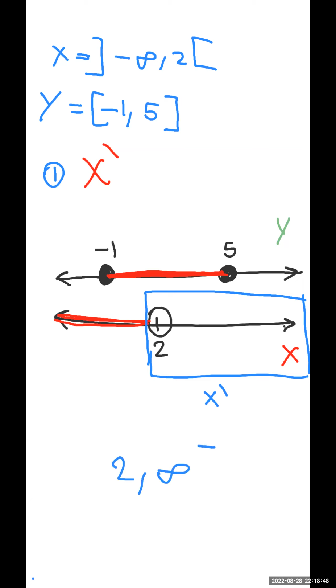Infinity is always open. Then what about 2? Do we want 2 to be included in X or not? Yeah, we want it closed. Exactly, because it's not already included in X, so we need it closed. Correct?